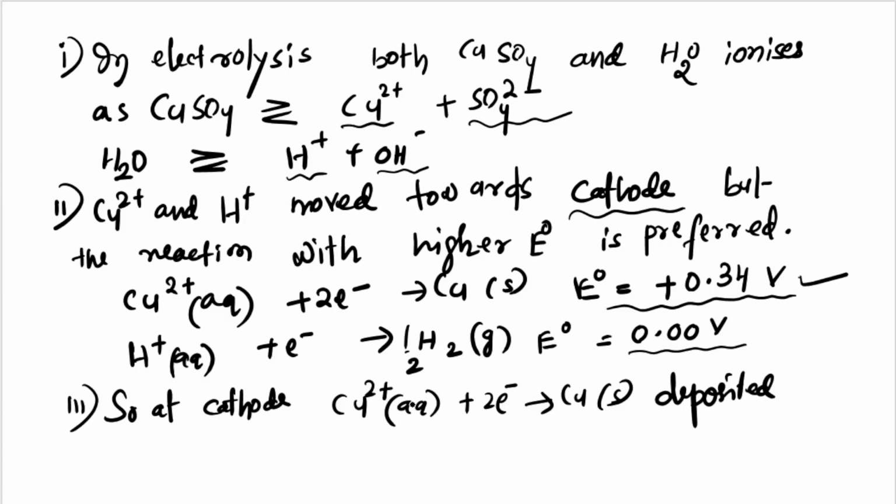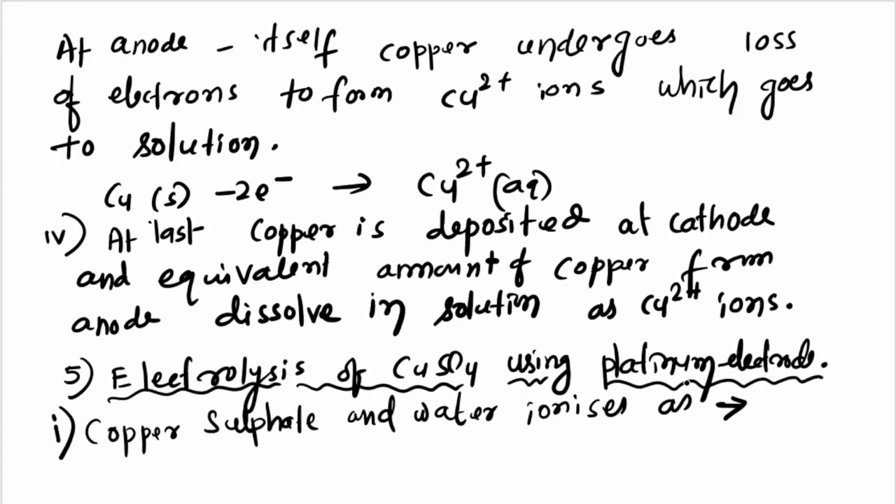So at the cathode, what is the reaction? Cu2+ (aq) + 2e- gives Cu (s), deposited at the cathode. Which one? Copper. Then at the anode, what happens? Copper itself undergoes loss of electrons to form Cu2+ ion, which goes into solution. So Cu (s) minus 2e- gives Cu2+ (aq).